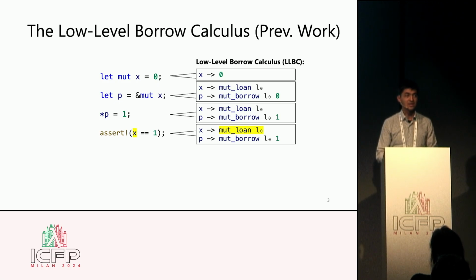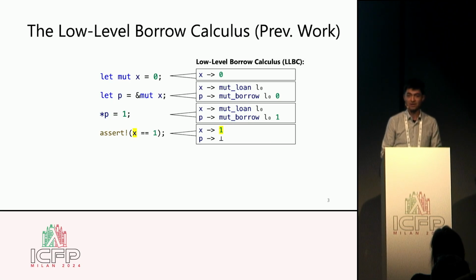In order to get access back to this value, we need to end the borrow. When we end the borrow, we simply look up the corresponding value, and we put it back where it was. So here, we take the 1, and we put it back inside our x. So now x maps to 1, we can evaluate the assertion, and p maps to some bottom value, which means that its value is not valid anymore. You cannot do anything with it, and in particular, you cannot dereference it. Otherwise, you would get a borrow checking error.